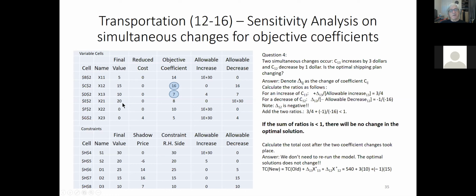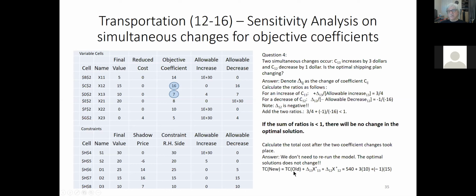So in spite of this one becoming more expensive by almost 50% per unit, and this one dropping a bit from 16 to 15, this goes from 7 to 10, and this goes from 16 to 15. Still, this plan is optimal. Keep doing what you have been doing, but the total cost is not going to stay.